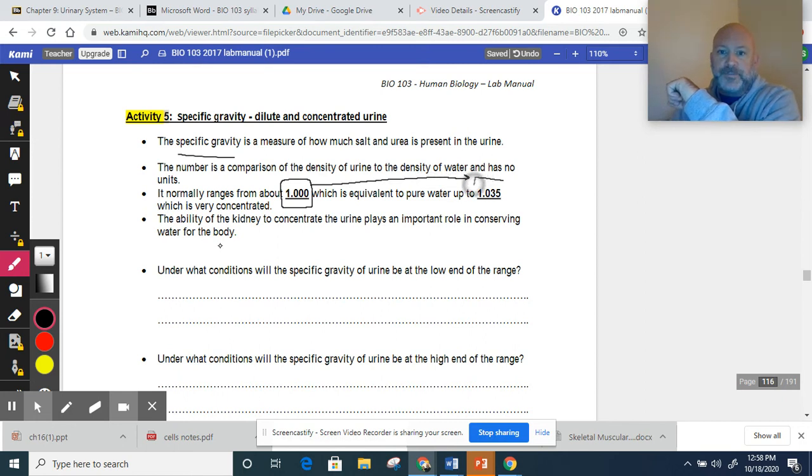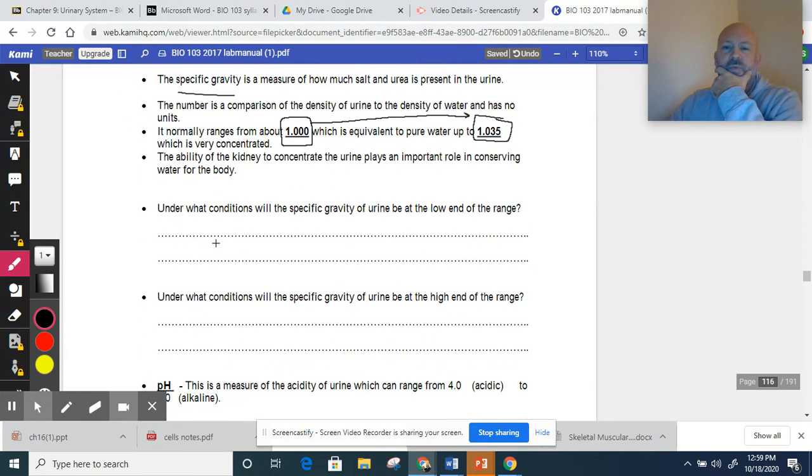In urine, that is very concentrated would have a higher specific gravity reading. However, when would the urine be concentrated and when would it be dilute? Under what conditions will the specific gravity of urine be at the low end? So this is when you are hydrated. If something is at the low end, this means that it is dilute, like water.